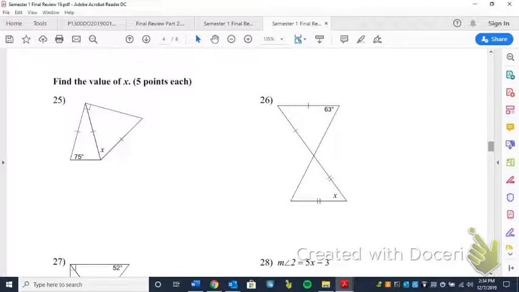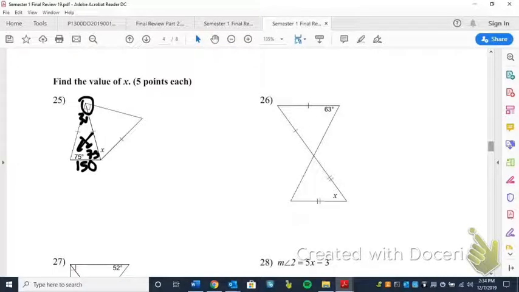So 25, I think that's the fourth time I've said 25. So we're starting off with that 75. We know that these are isosceles triangles. So we know that if one of the bases is 75, the other base has to be 75. We know that all three angles have to add up to 180. 75 plus 75 is 150. 180 minus 150 is 30.